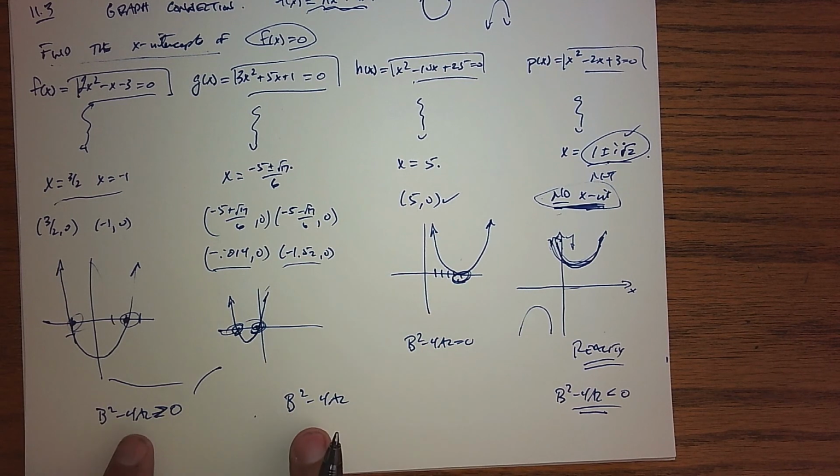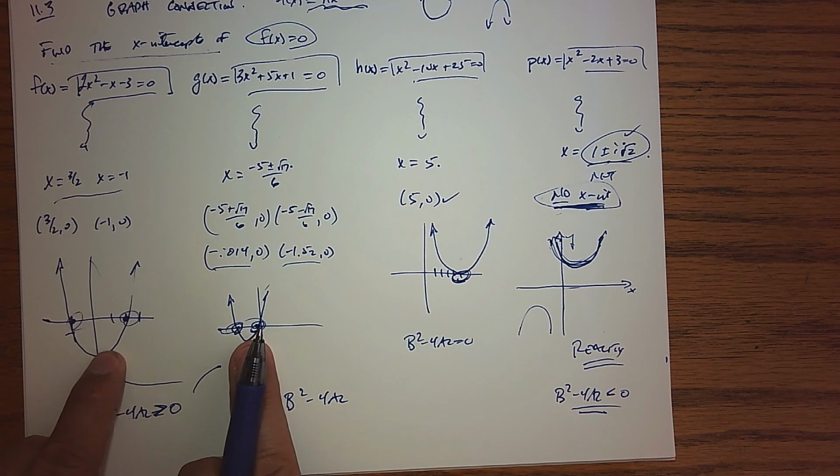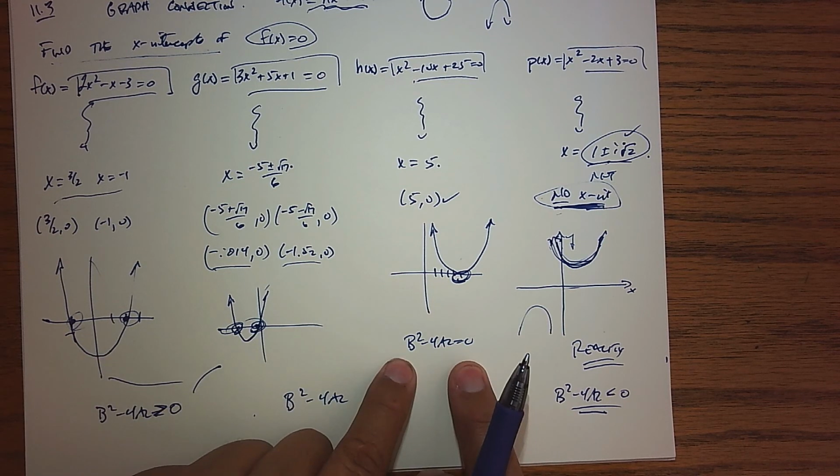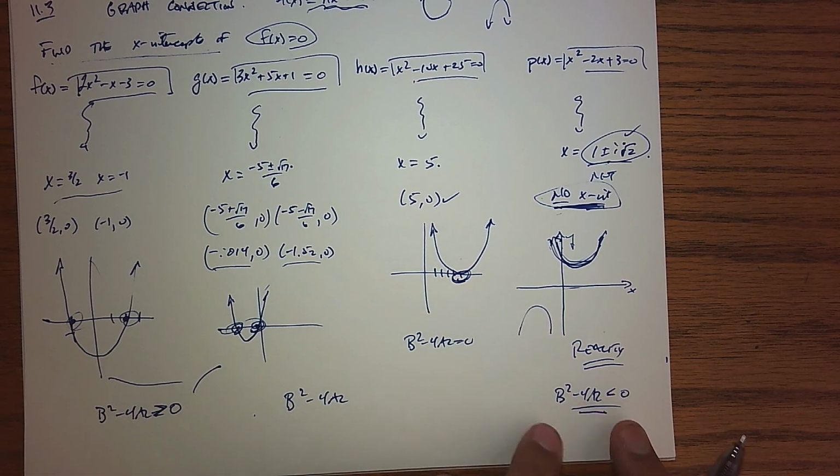The discriminant is going to be positive because I see two x-intercepts. The discriminant is going to be 0 because I only see one. Or the discriminant is going to be negative because it's never crossing the x-axis. So there's a visual way to also see what the discriminant's doing and predict some things with regard to solutions.